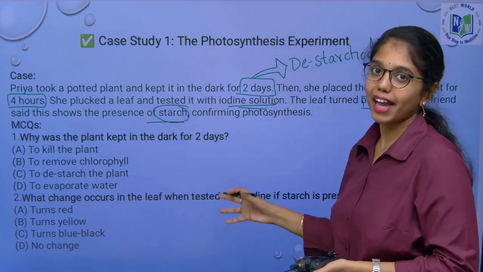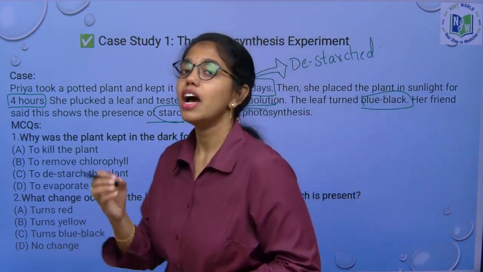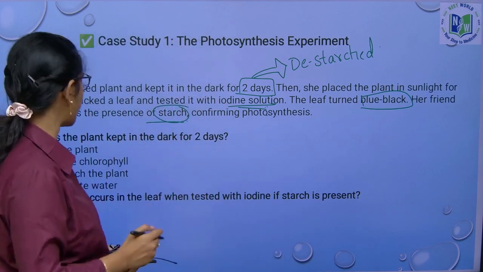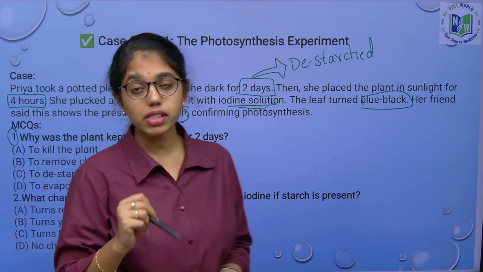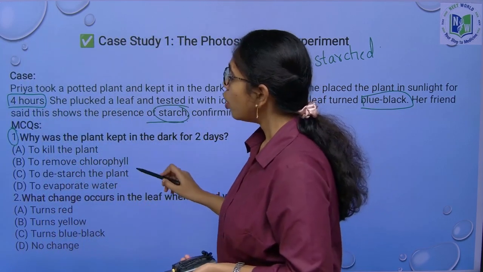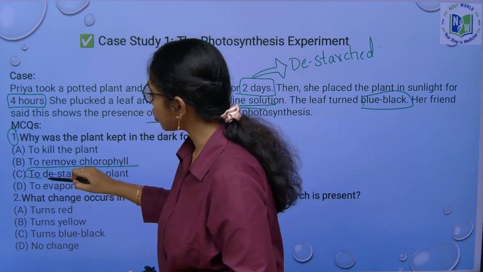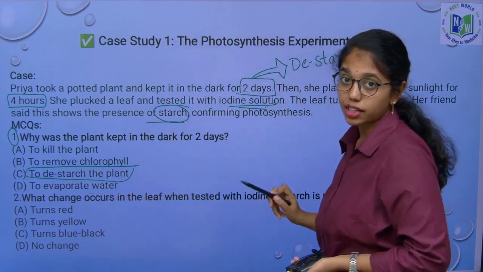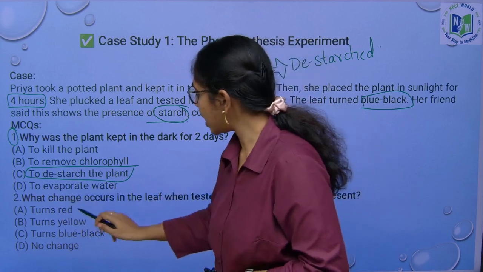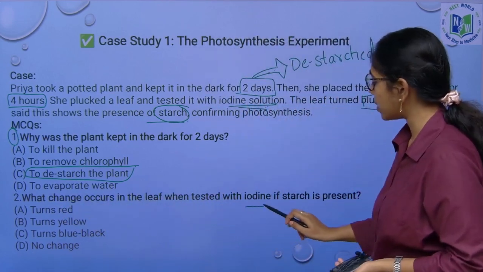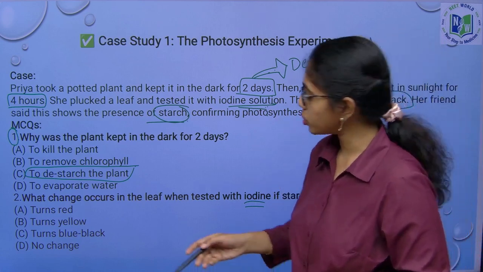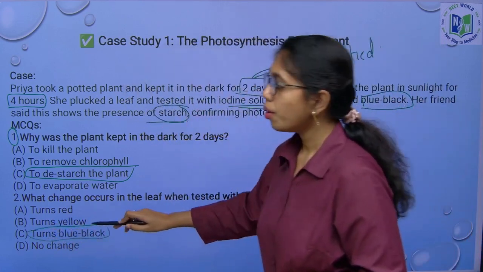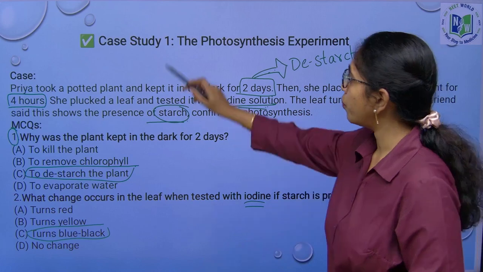Now you will have 5 questions to answer with regard to the photosynthesis experiment. First question: why was the plant kept in the dark for 2 days? To destarch the plant, that is option C. And then, what changes occur in the leaf when tested with iodine if starch is present? If starch is present, the leaf turns blue-black in color.